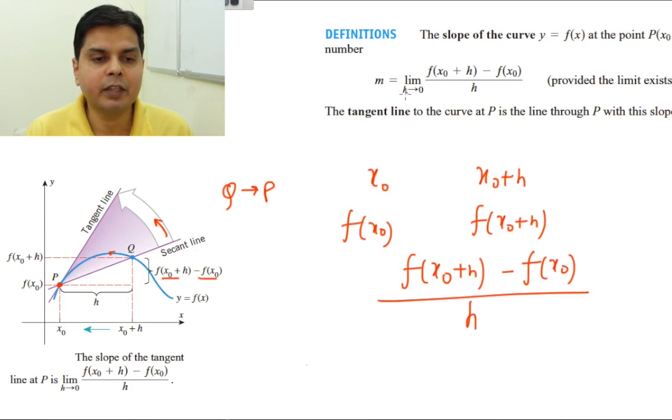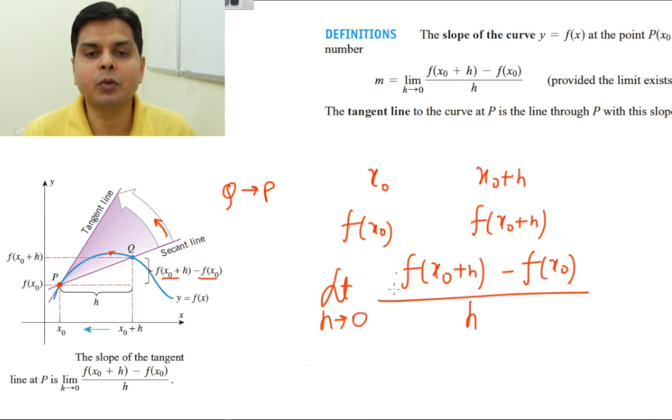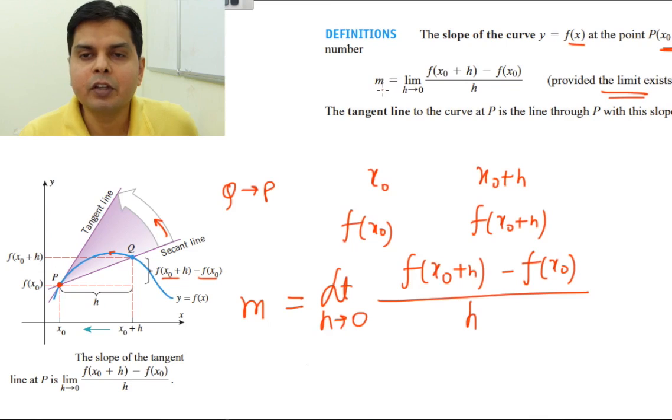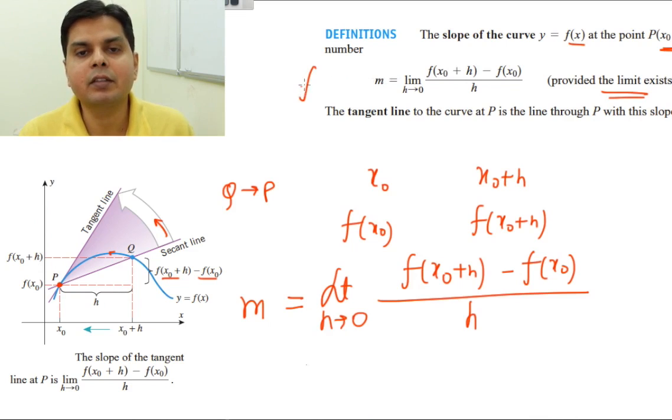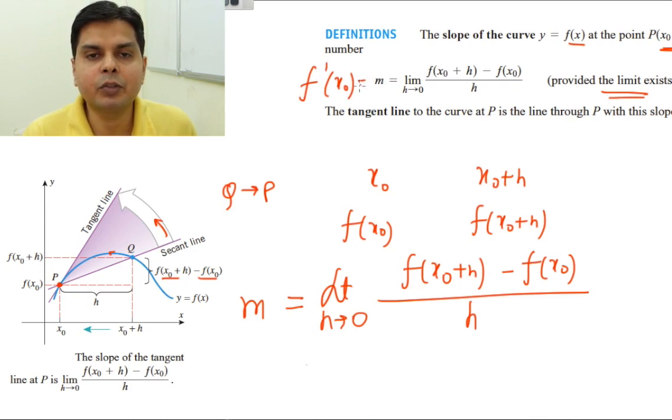This H, that is x0 plus H, is going towards x0, that is limit H tends to 0. So as limit H tends to 0, this slope, that is the slope of the secant line PQ under this limit H tends to 0, will become the slope of the tangent line at point P. So the derivative of a function at x0 or the slope of the tangent at x0, both are one and the same thing, because in the last slide I had shown that this m is nothing but f prime x0.